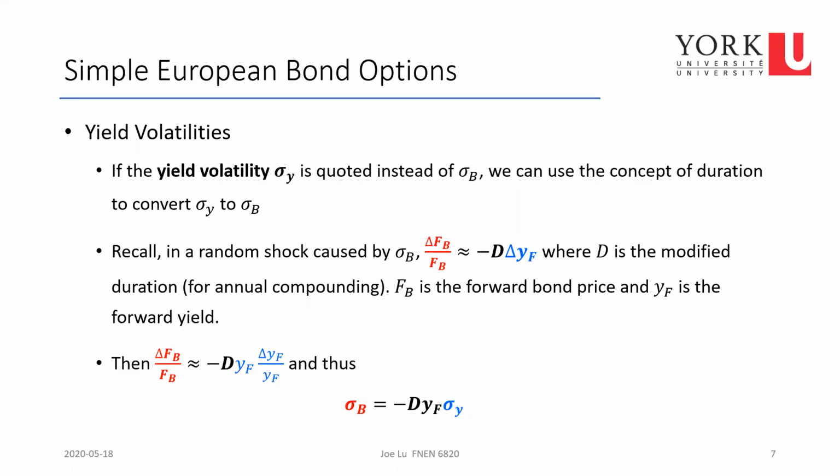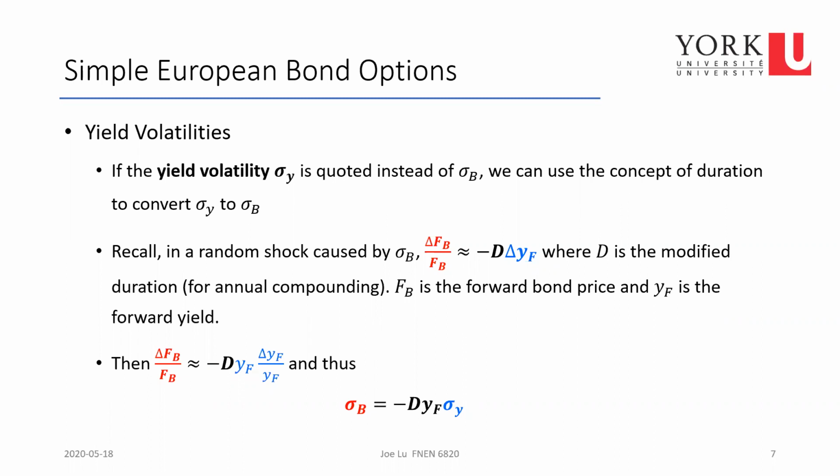Now, we've talked about how we can price a simple European bond option by assuming that the underlying bond follows a log normal process, and we have a readily available closed form solution to get the price of the option. Now, let's look at some of the details related to that.